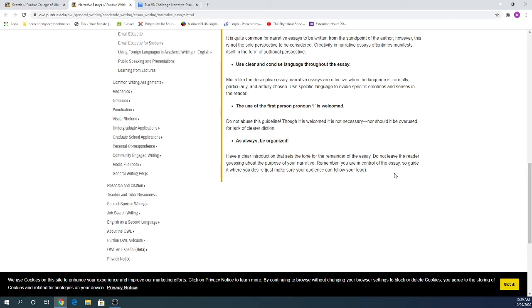And as always, you're going to be organized. We're going to have a clear introduction that sets the tone for the remainder of the essay. Do not leave the reader guessing as to the purpose of the narrative. Remember, you are in control of the essay, so guide it just where you desire and make sure your audience can follow your lead.